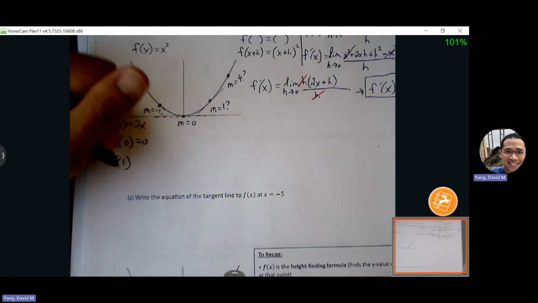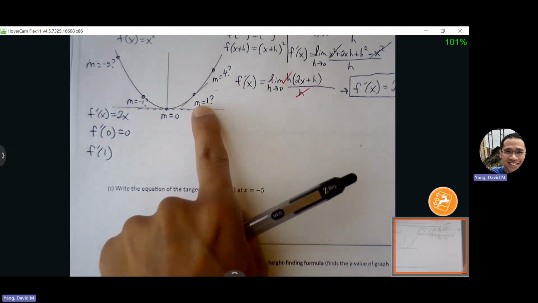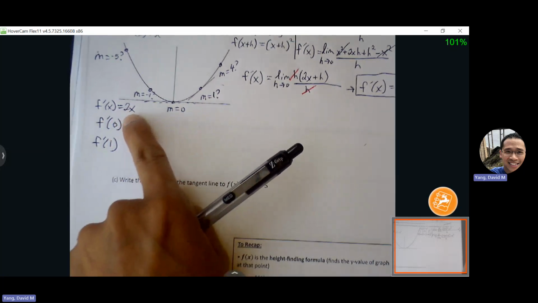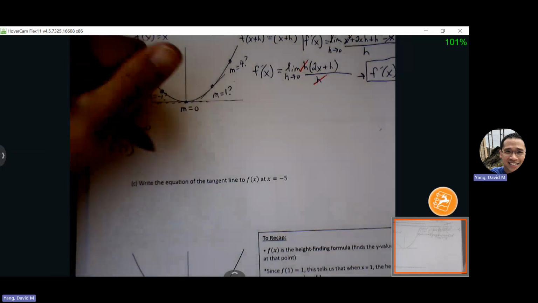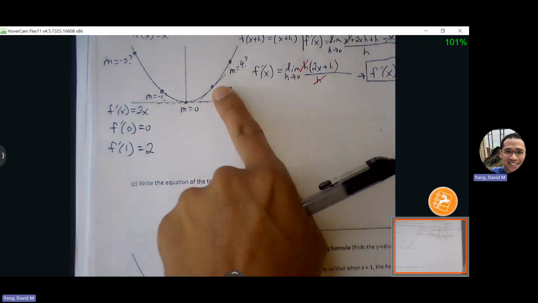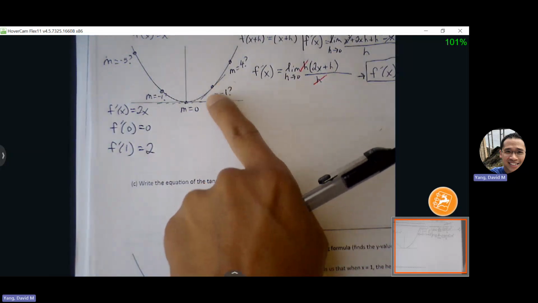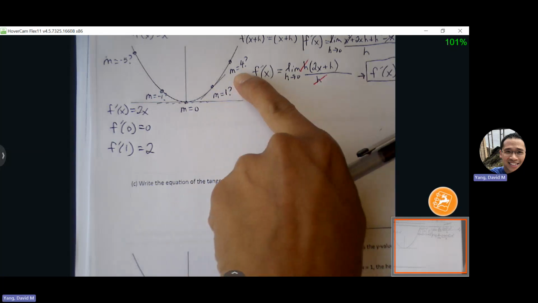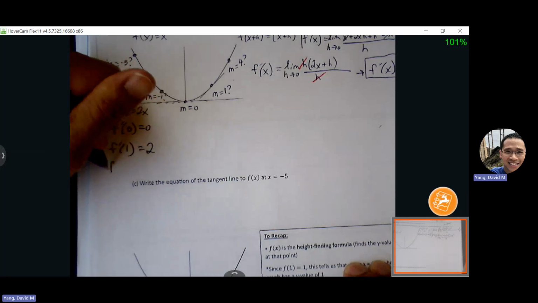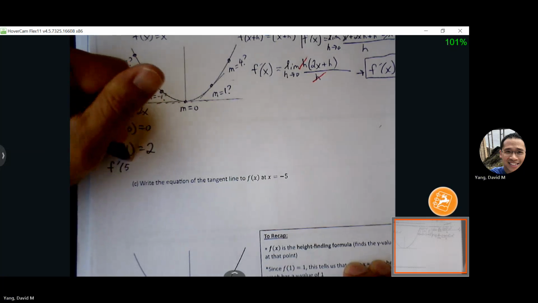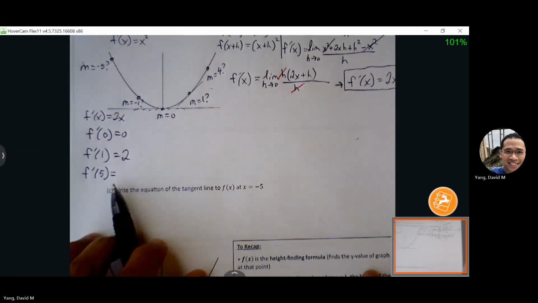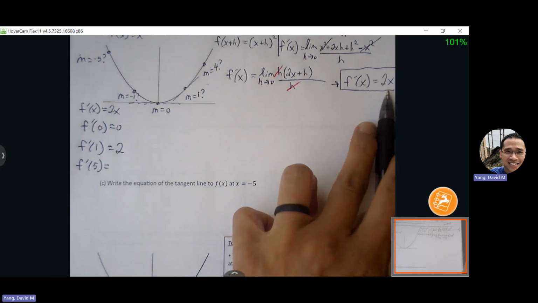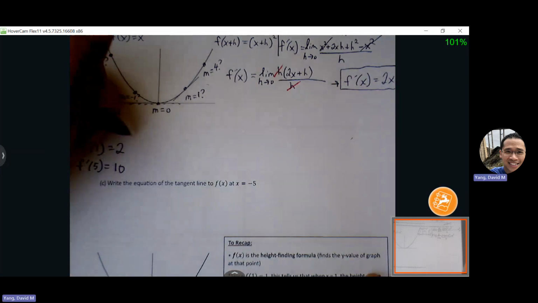f prime of 1, I want to find the exact slope of this point on this curve. By the formula, 2 times 1 is what? 2. So our approximation was a little bit off, but we can be convinced that this is a steepness of 2. What if we want to go further out? Let's say f prime of 5. You expect a positive slope that is steeper and steeper. What does the formula tell us? 10. And that's the exact slope.